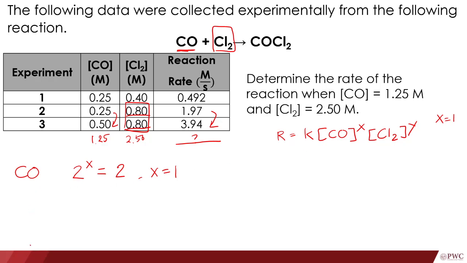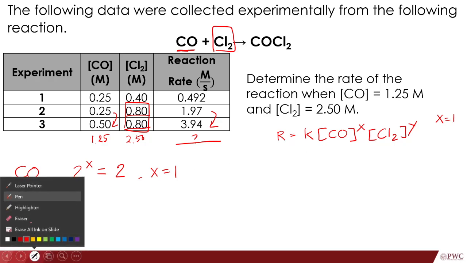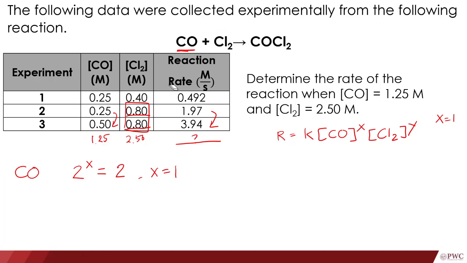How about for our Cl2? To determine the order of reaction with respect to Cl2 here, we need to look for the experiments where the other reactant is controlled. So in this case, CO must remain constant. So in this case, constant CO on our experiment 1 and then experiment 2. So we can use these experiments to determine the order of reaction with respect to Cl2.